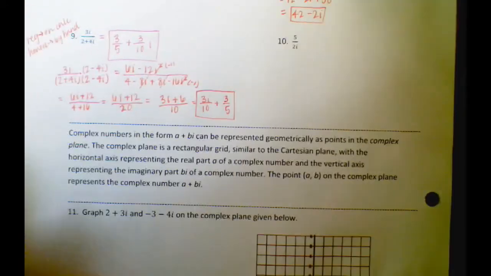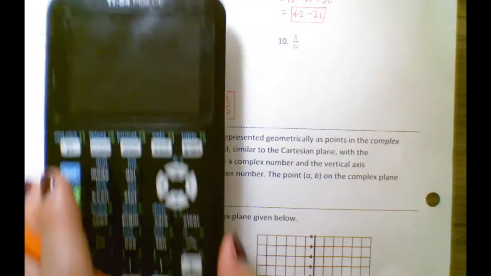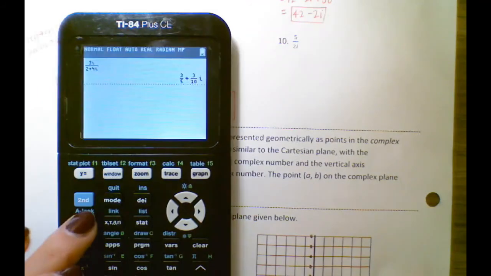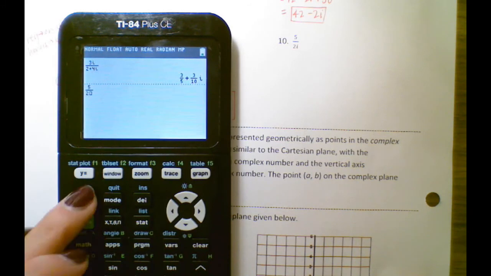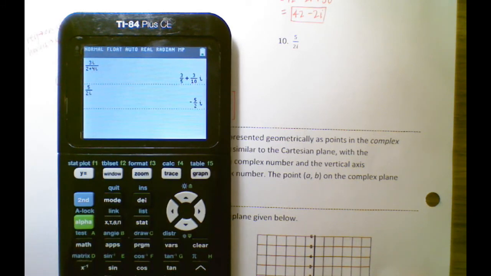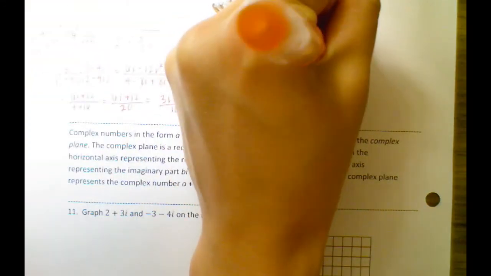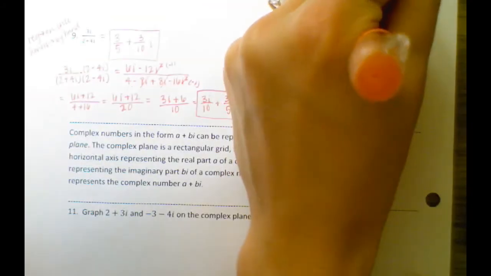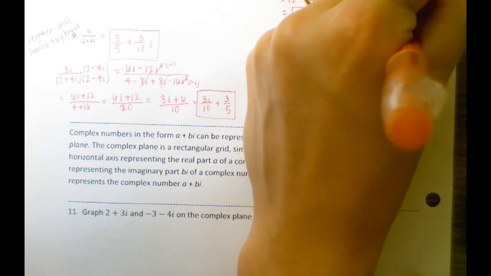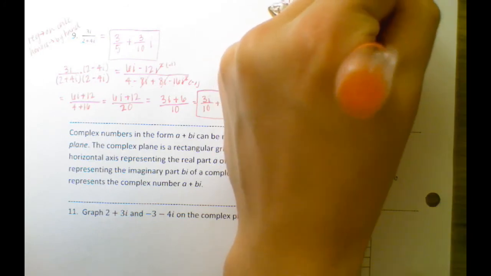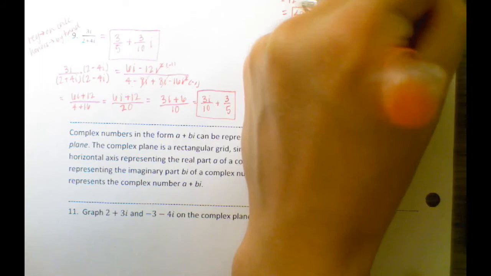All right, number 10, regular. Make sure you're doing this on your calculator. So alpha y equals, we've got 5 divided by 2 second dot. That gives you the 2i. So this is negative 5 over 2i. Okay. So again, regular on calc, honors by hand.